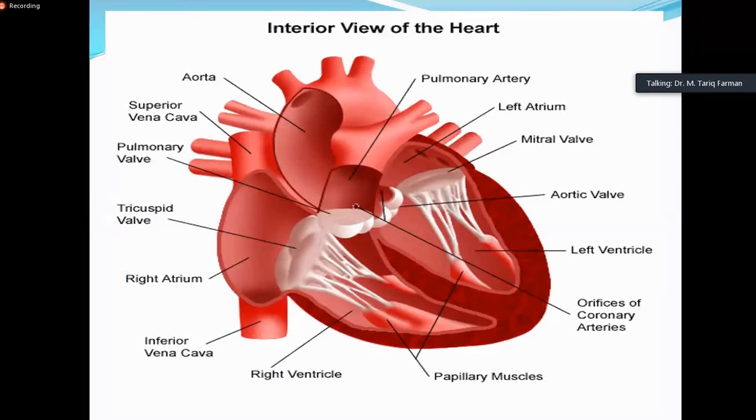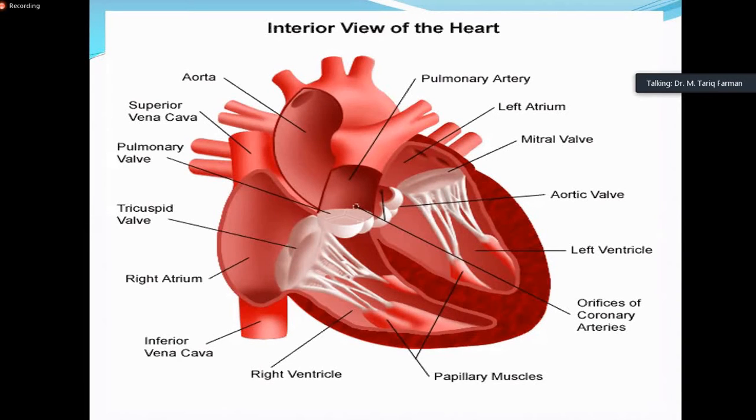Why do we discuss rheumatic fever? Because in our part of the world, the majority of cases, the cause of valvular heart disease is rheumatic fever. So in our population, rheumatic fever is the number one cause of valvular heart disease, whether it is regurgitation or stenotic lesions. Rheumatic fever is the major cause. So let's discuss mitral valve disease.